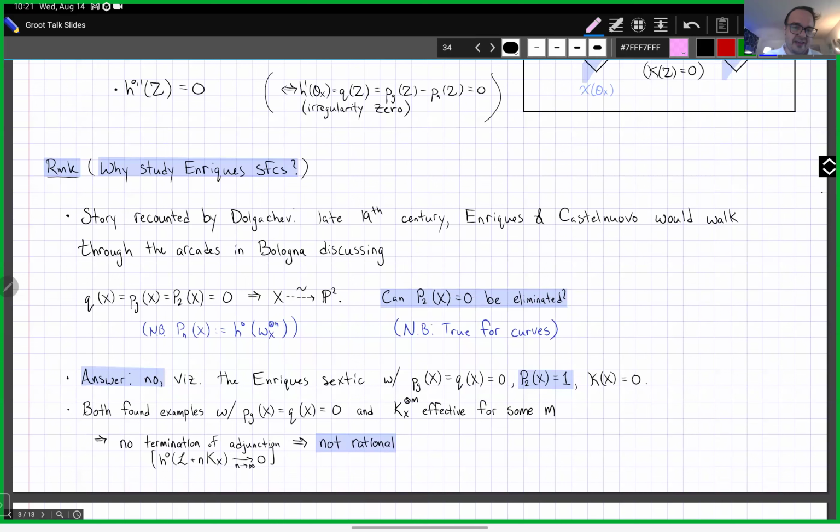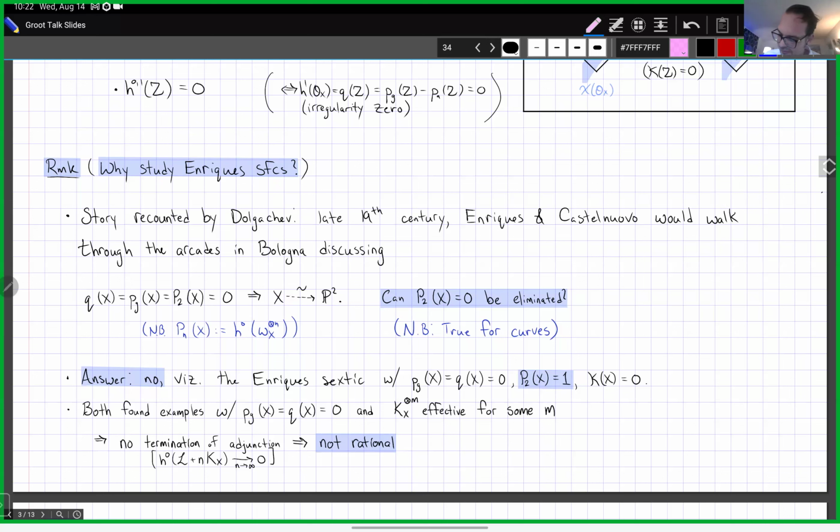So there's a nice bit of history here, like where did these surfaces come from? Why is Enriques' name attached to them? There's a story recounted by Dolgachev that in the late 19th century, Enriques and Castelnuovo would walk through the arcades in Bologna in Italy, and they were trying to classify surfaces, and they wanted to discuss, well, if the irregularity and the genus, which is the second plurigenera, both vanish, can you conclude that X is birational to P2? In other words, is X a rational surface?